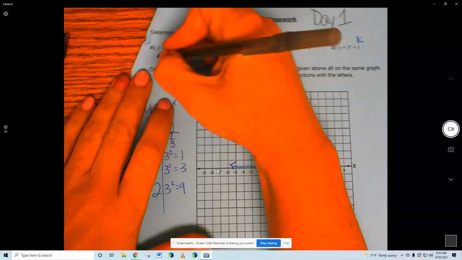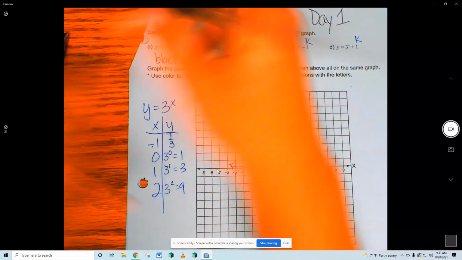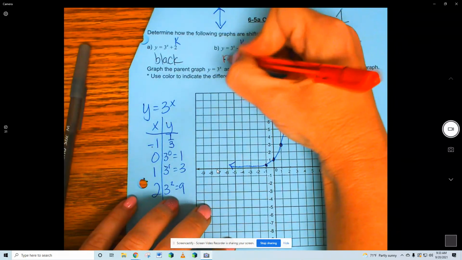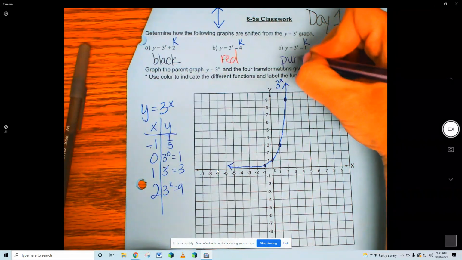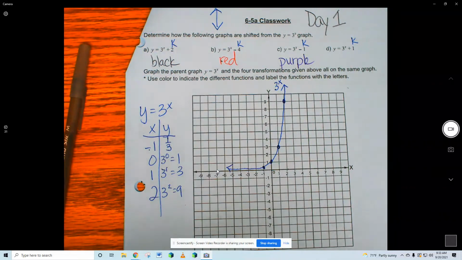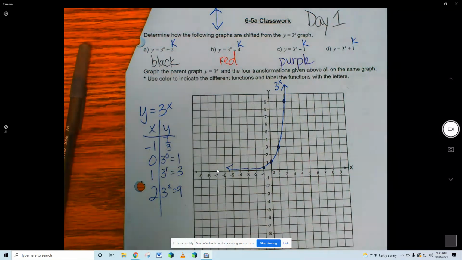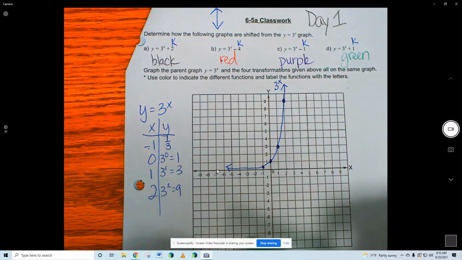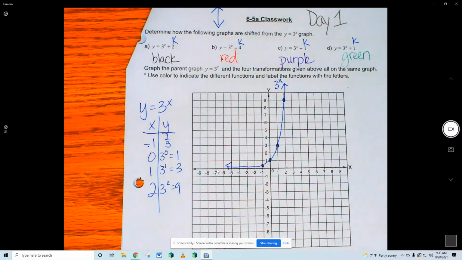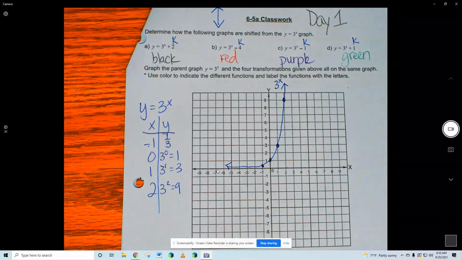I'm going to do A in black. B I'll do in red. C I'll do in purple. And then, green? I don't even know if you'll be able to see green. Okay. So, if you don't have colored pens, then you're just going to label every line. And that's going to be easy too.